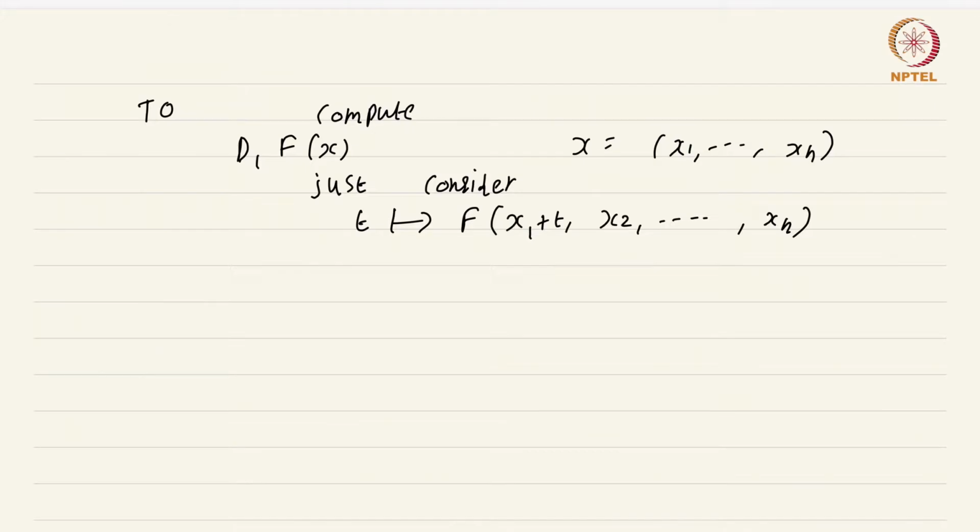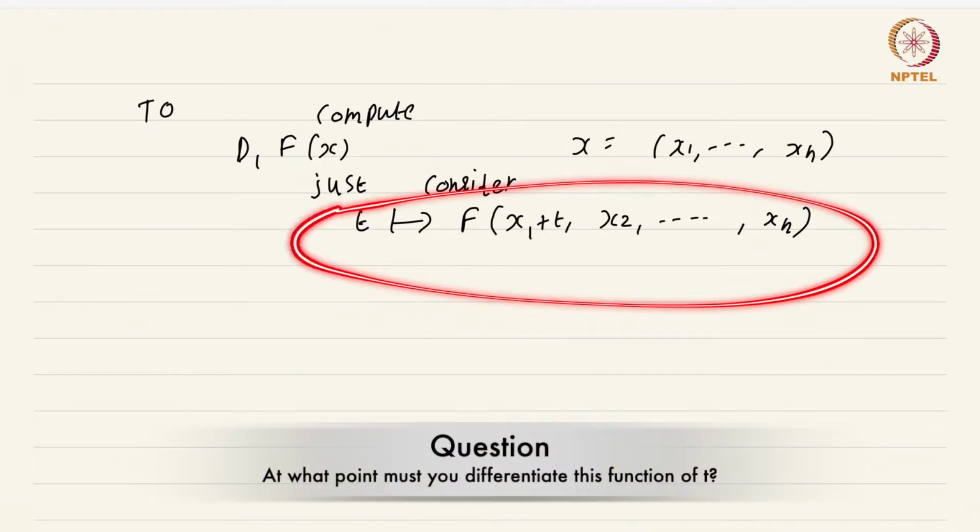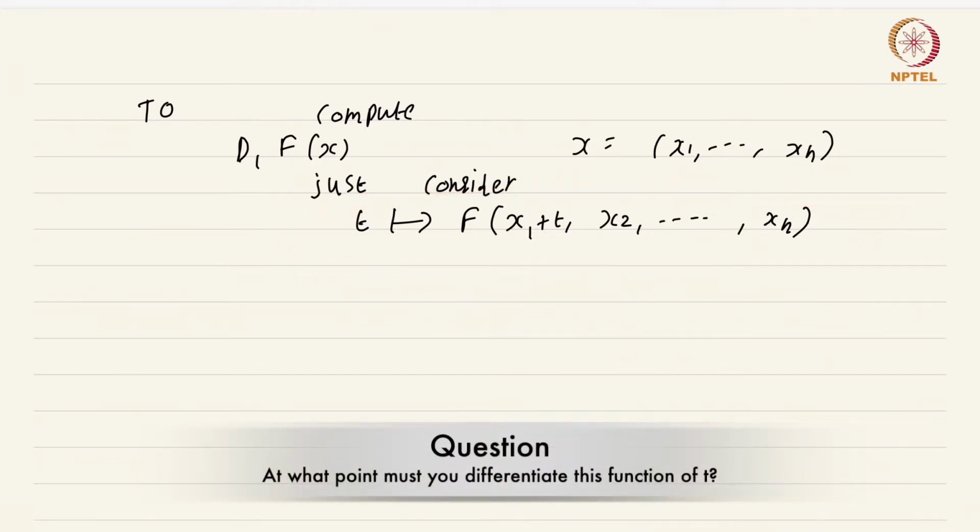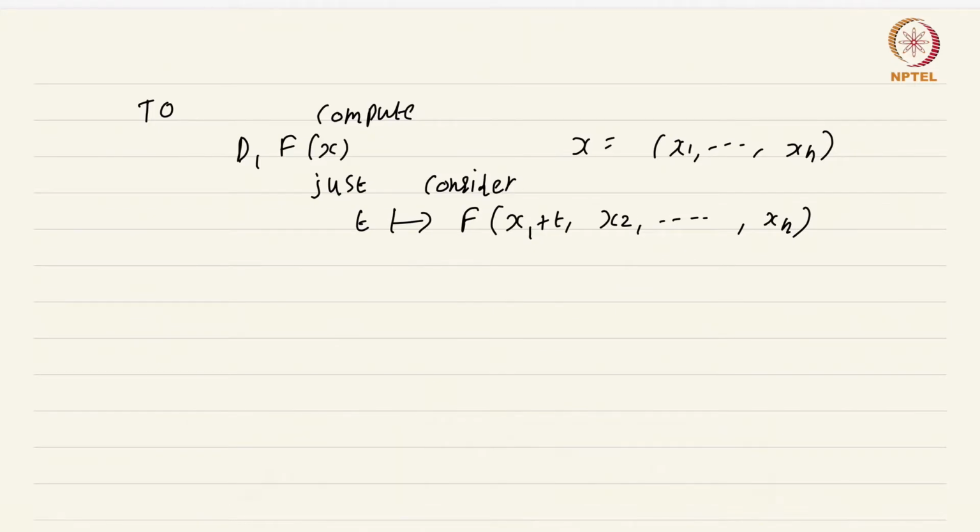You will get a function of t, right? So this function of t, you just differentiate it with respect to t, just the way you would do if you are given a one variable function. So the derivative in this scenario is exactly the same as one variable differentiation. You just treat all the other variables as constant, just plug in x1 plus t for the variable you're interested in, get an expression of t and differentiate as usual.